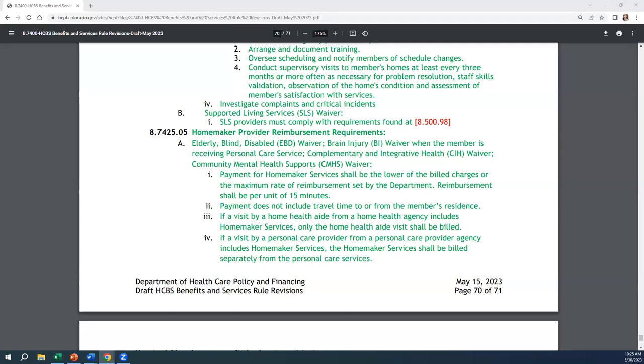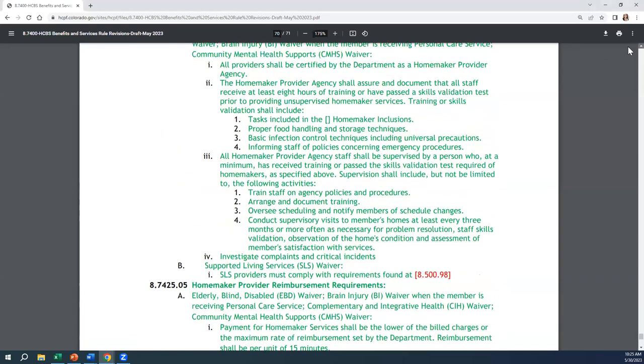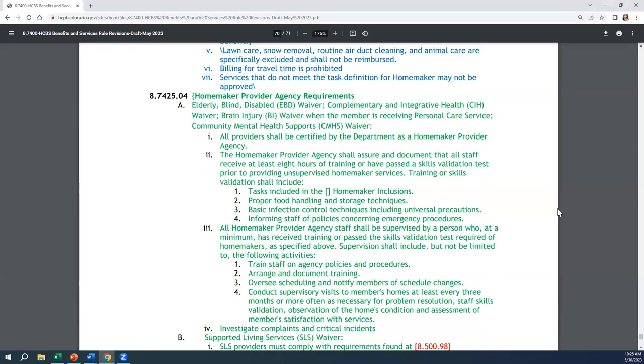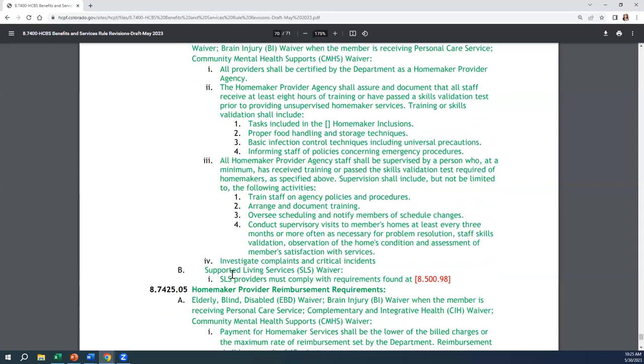So section 8.7425.04BI, the reference to section 8.500.98, how is the department planning on handling that, because that's just a reference to provider requirements.